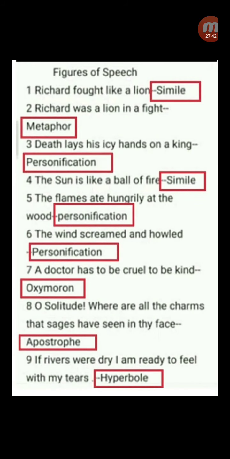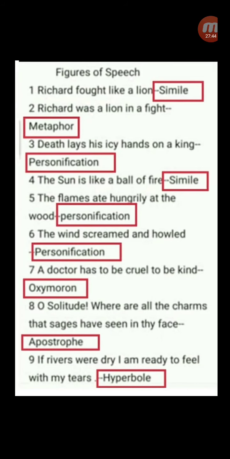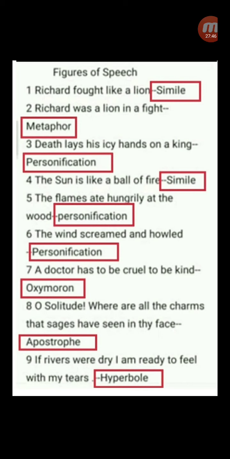If rivers were dry, I'm ready to fill with my tears. Children, that's all for the day. And one more thing, children. This exercise I've repeatedly given you for figure of speech. Those children who have not written in their notebook or who do not have the PDF, they can write. Otherwise, you don't need to write figures of speech.